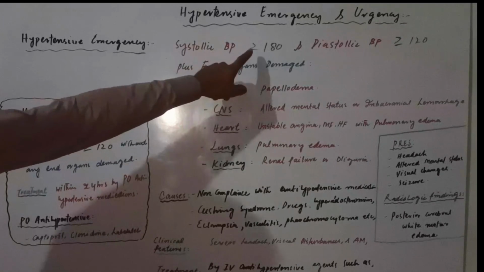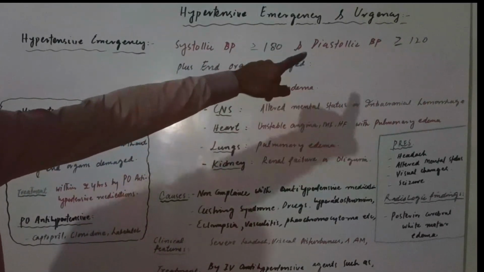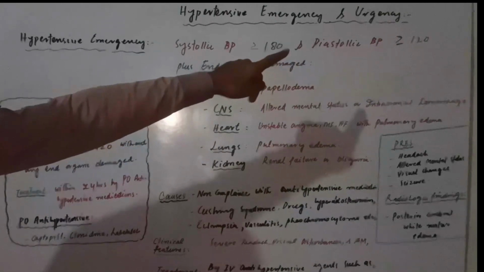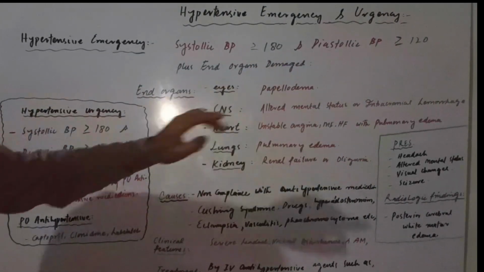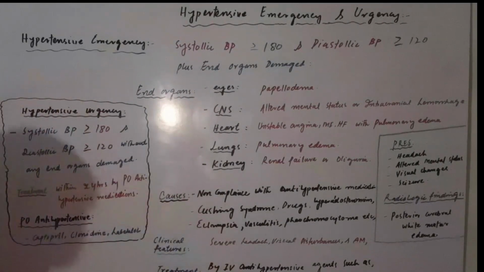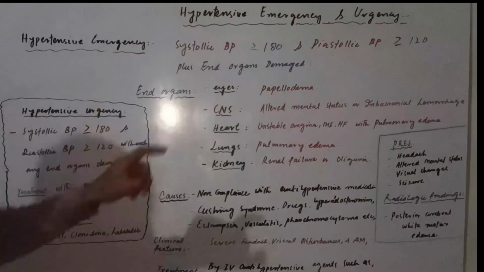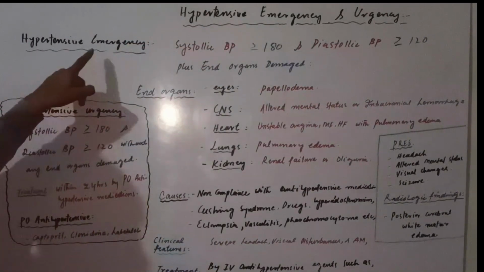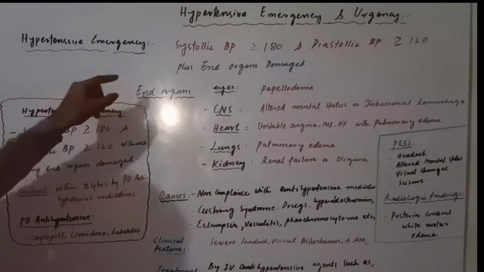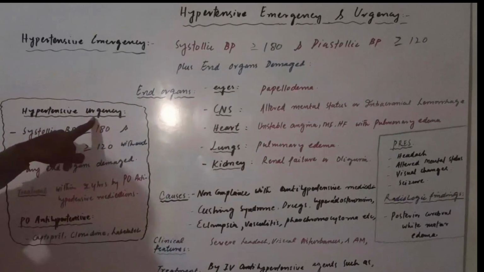So systolic BP equal to or greater than 180 and diastolic BP equal to or greater than 120 plus the end-organ damage. This condition is called a hypertensive emergency. Now there is another term which is the hypertensive urgency. Hypertensive emergency is a medical emergency which should be treated immediately.